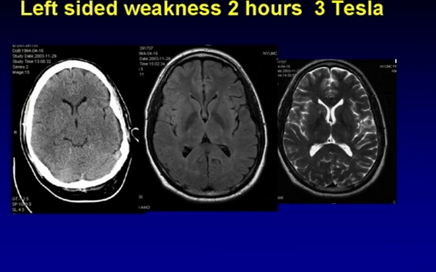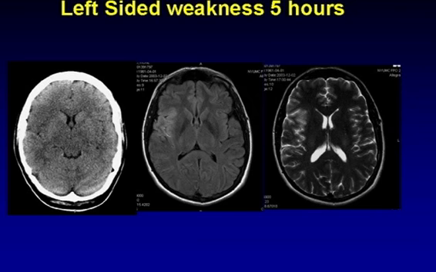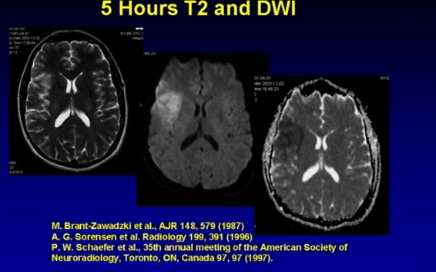So you can see on this patient, the CT, the FLAIR, and the T2 weighted imaging is probably pretty normal looking at 2 hours. At 5 hours, you can see that, again, there is some early low density and maybe an insular ribbon sign on the CT. There is certainly some swelling involving the insula on FLAIR and on T2, and there is some early effacement of the sylvian fissure on the T2 weighted imaging.